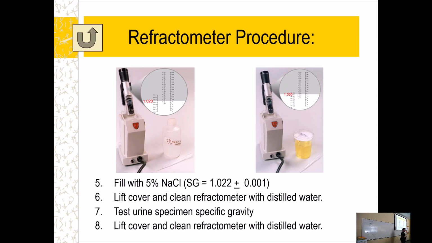These take practice to learn to read. We will have time in lab. You'll actually have opportunity tomorrow to do all 5 of your urines. You will do refractometer on them, just to make sure you're learning how to read it.